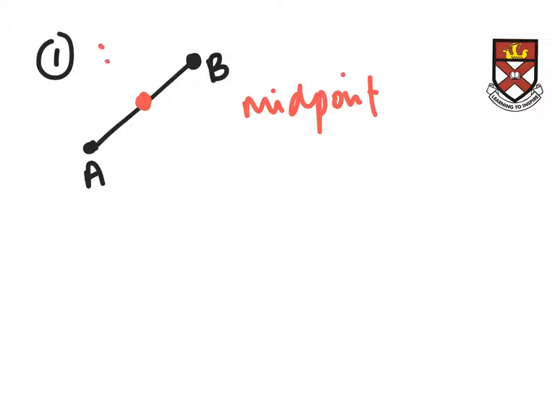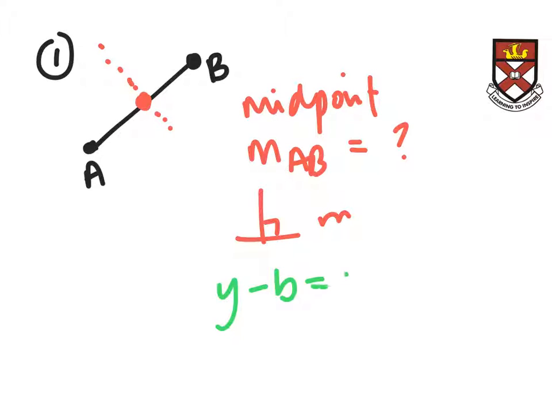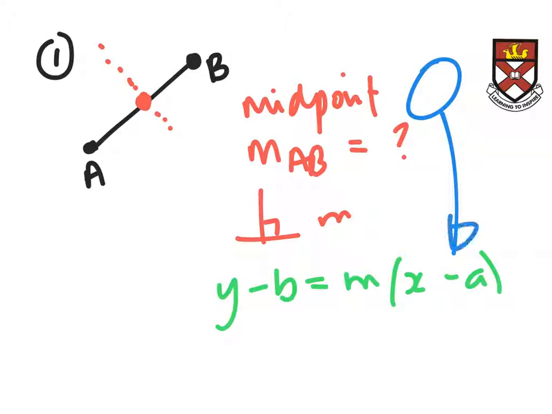Second thing, it's perpendicular. So we're going to have to work out the gradient of AB, and then we're going to have to get the perpendicular gradient. Then into the formula y minus b equals m(x minus a), we're going to plug the midpoint and we're going to plug the gradient. So that's how we do the first part.